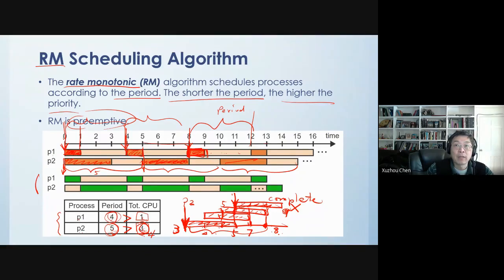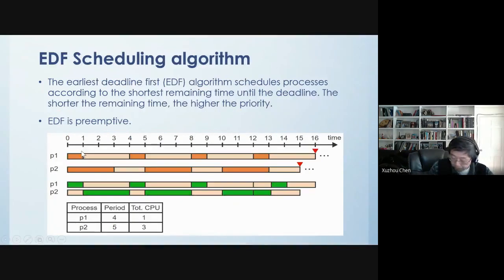Okay, so that's the RM scheduling. So now let's see how this is actually going to work. Process 1 arrives at time 0.